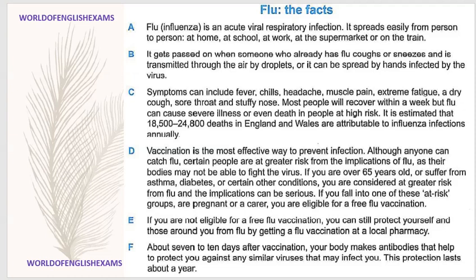So then, let's read paragraph B. It gets passed. So what is it? It means influenza. Okay. So it gets passed when someone who has already flu coughs or sneezes and is transmitted through the air by droplets. Okay, so this paragraph is talking about how the flu is spreading from one person to another, or it can be spread by hands infected by the virus. So these are the various modes of transmission of the influenza virus.